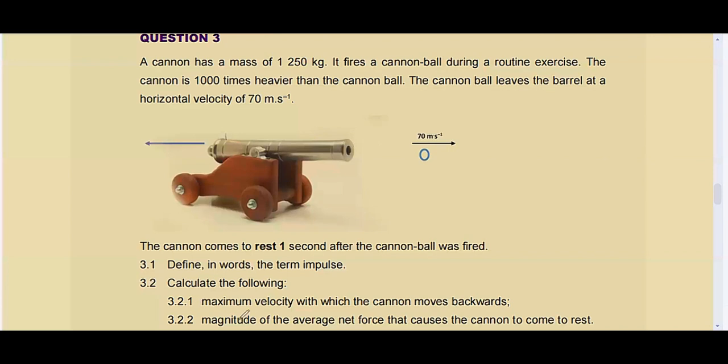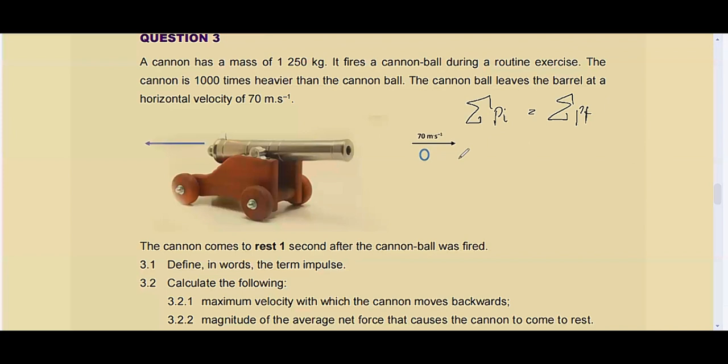So what we are trying to calculate here is the velocity with which the cannon moves backward. So how are we going to calculate that? We have our formula from the principle of conservation of momentum. So we have sum of Pi, momentum initial, is equal to sum of momentum final. Now I want you to understand this.